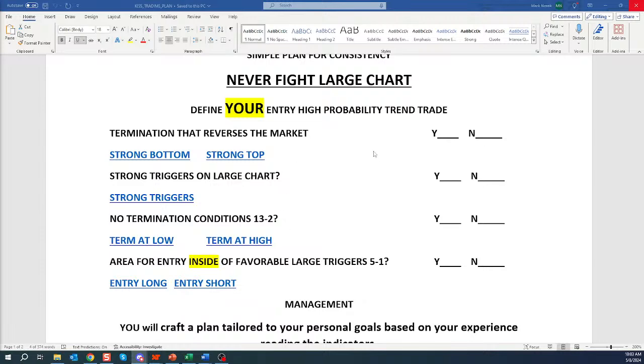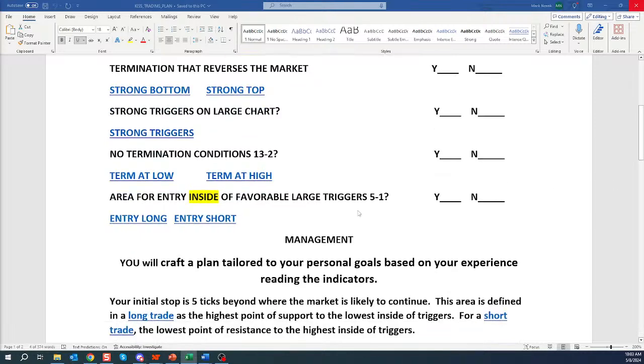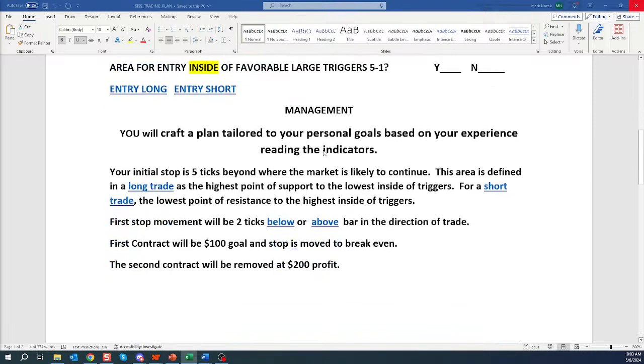So go through the process of learning to get into the market. Learn how to find the entry for the high probability trend trade. Learn to speak to yourself in terms of advantages and how to pinpoint where the market is most likely to continue. And then you're going to learn how to manage it. That's the second piece of the puzzle.